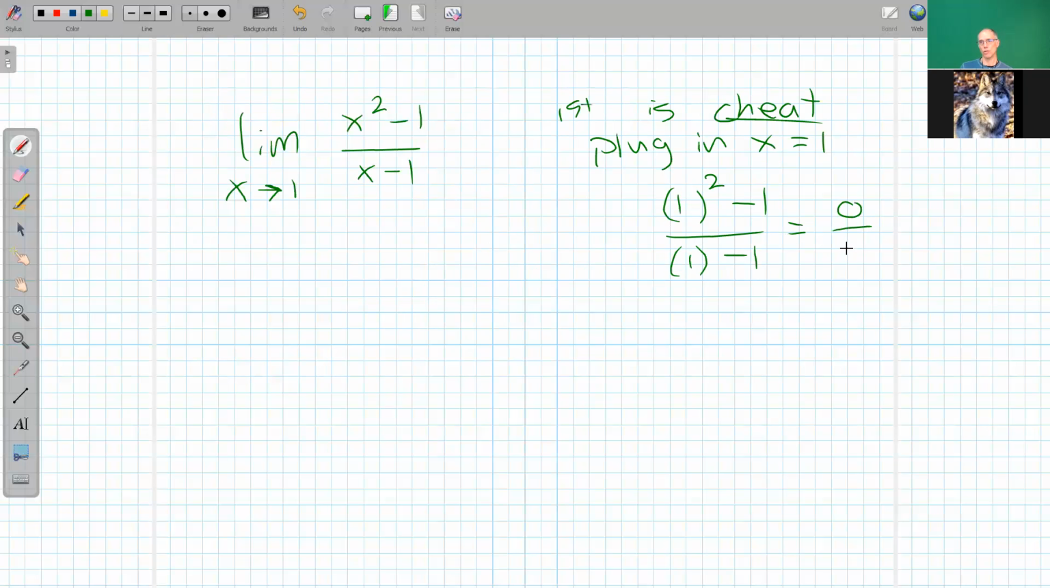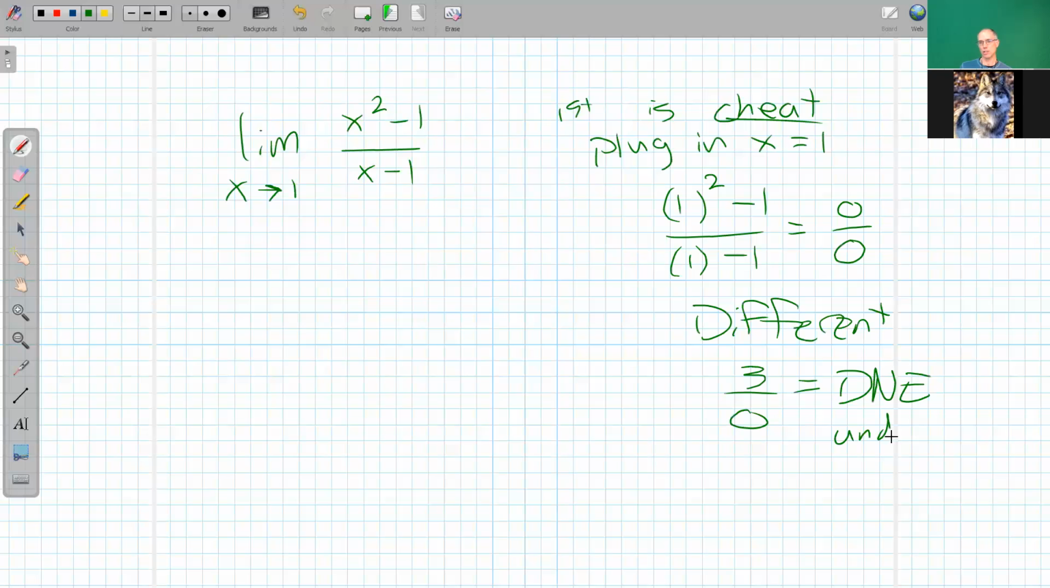And I get 0 over 0. Now, 0 over 0 is actually different than like 3 over 0, okay? 3 over 0 definitely does not exist. Sometimes it's said to be undefined, and I'll explain why. 0 over 0 also does not exist, but there's another mathematical word we use for that. It's called indeterminate.